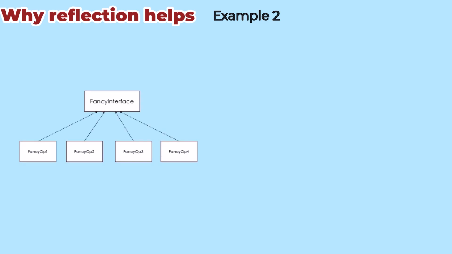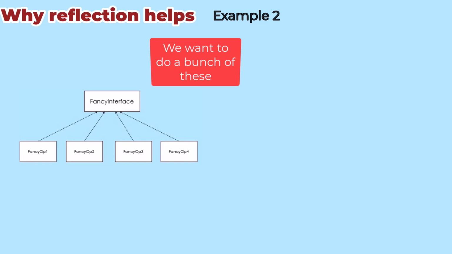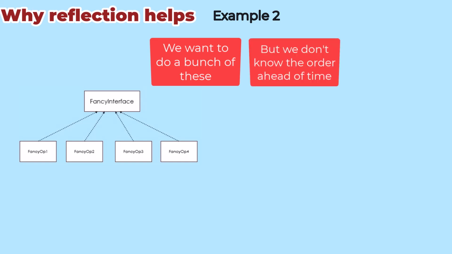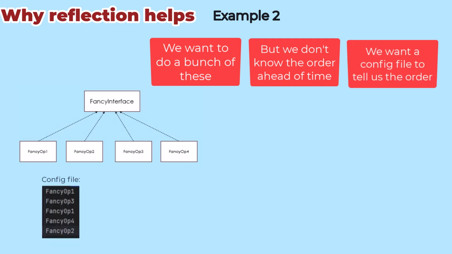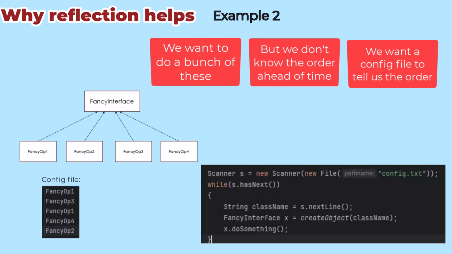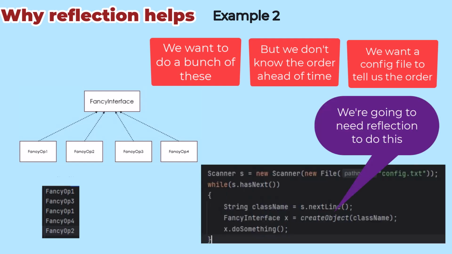You have a set of operations that all implement one interface, and you'd like to create a sequence of them on the fly, and the order of that sequence needs to be configurable by the user. You could have a text file that contains the names of the objects in order, and then your code could use the names of the classes to create the objects at runtime.